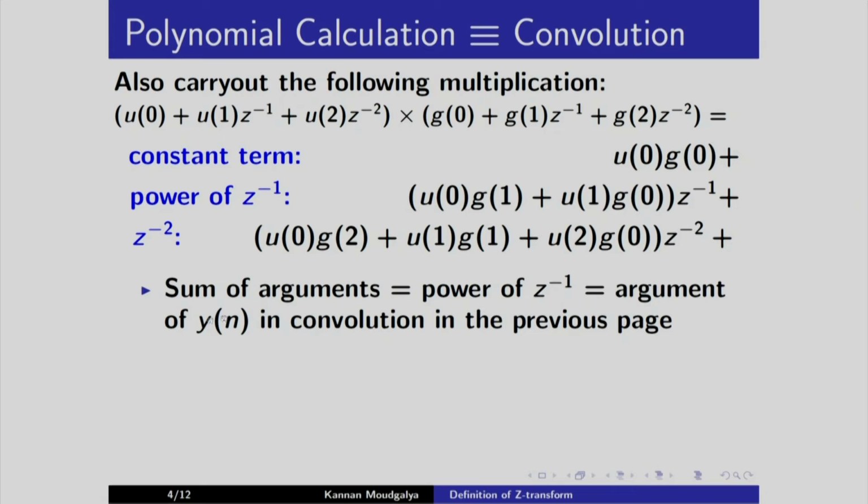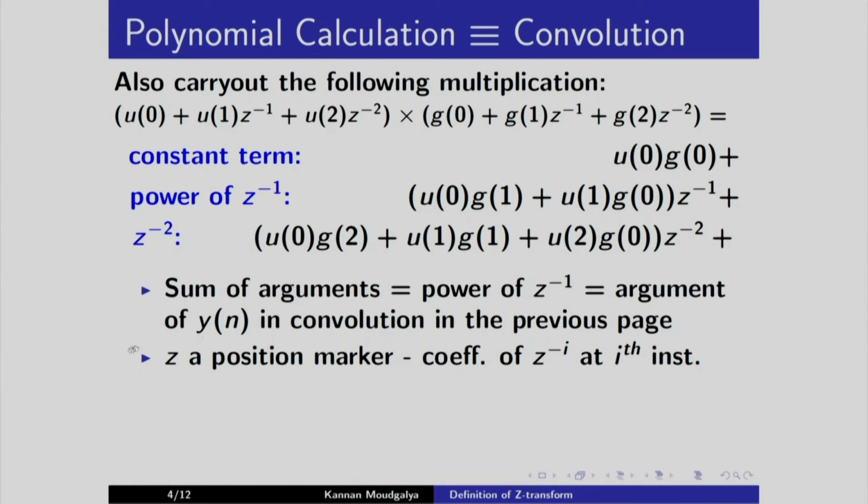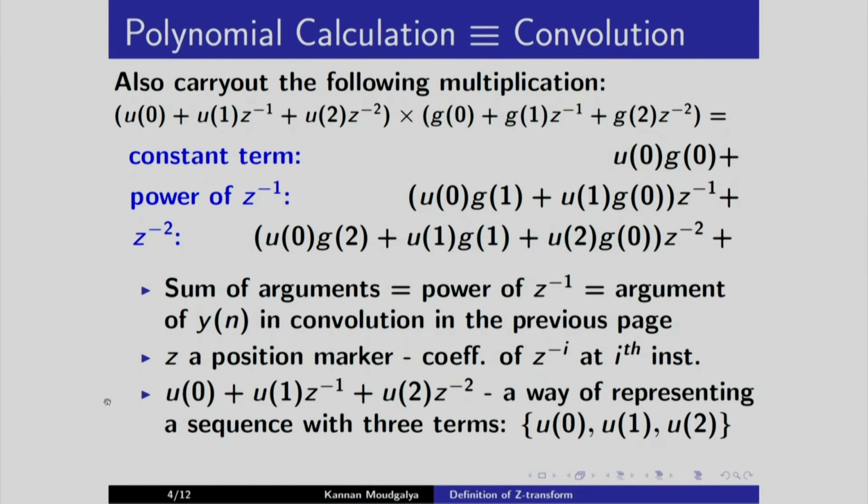And this is the same as the argument of y of n in the convolution that we did on the previous page. So you can think of z as a position marker. As a matter of fact, z power minus i is the position marker for the ith instant. So we can say that u0 plus u1 z inverse plus u2 z power minus 2 is another way to represent this sequence. We are going to treat this as a polynomial in z inverse.